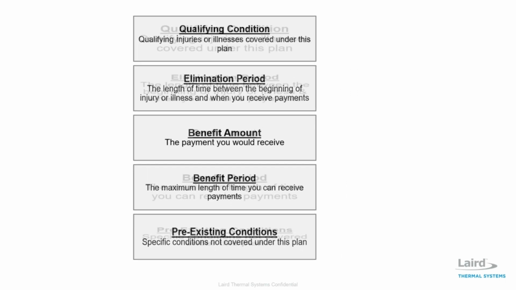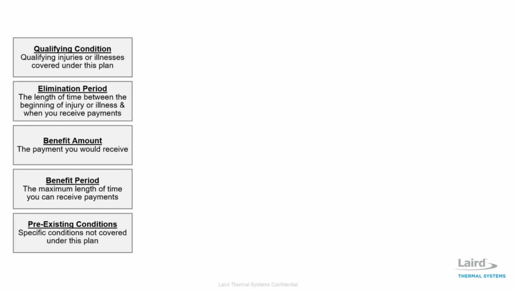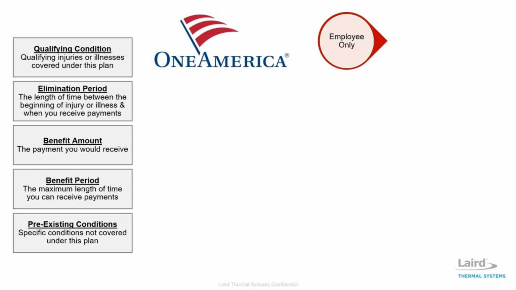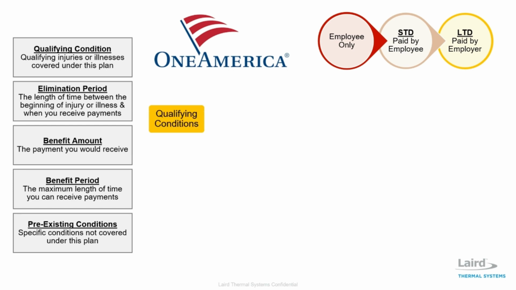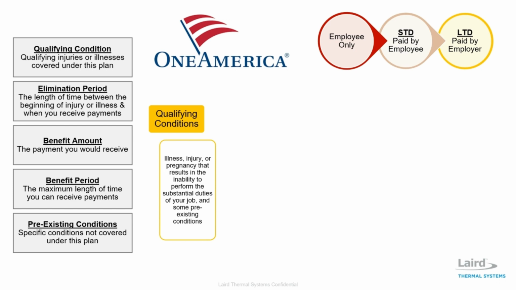Now, let's review the details of our disability plans. Our disability plans are offered through One America and are only available to employees. Short-term is paid by the employee, while long-term is paid by the employer. Starting with short-term disability, the qualifying conditions are illness, injury, or pregnancy that results in the inability to perform the substantial duties of your job and some pre-existing conditions.